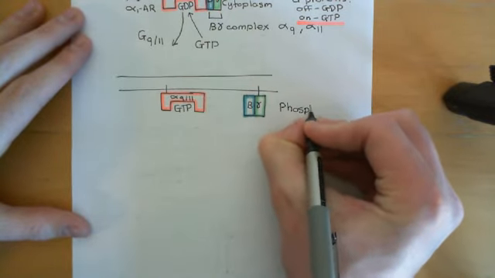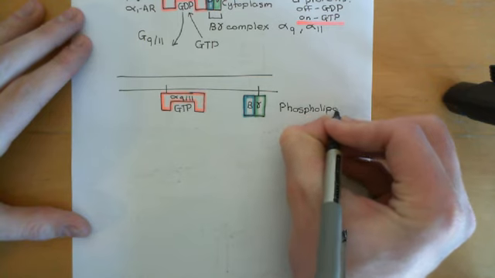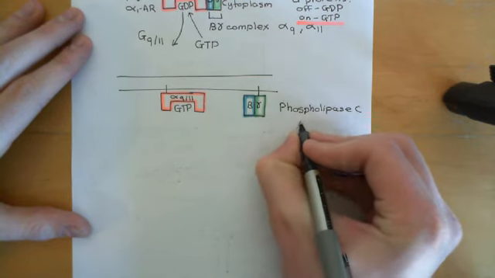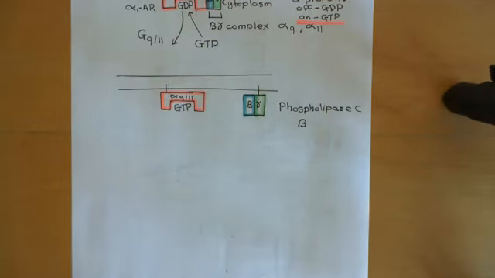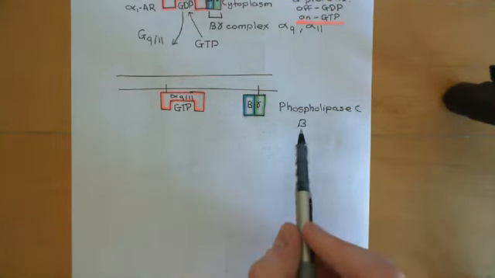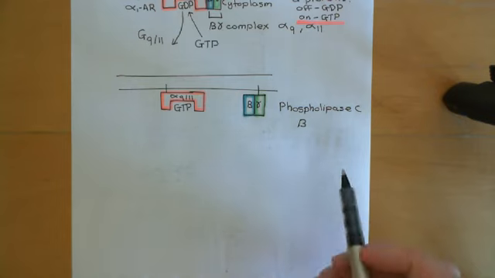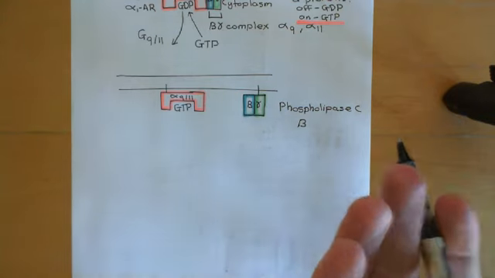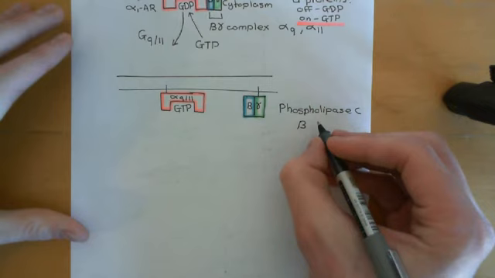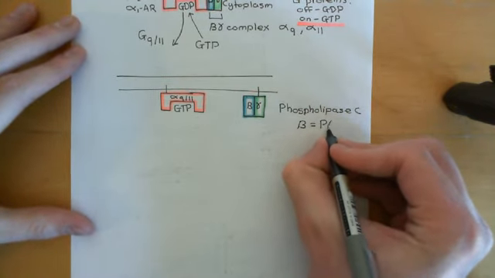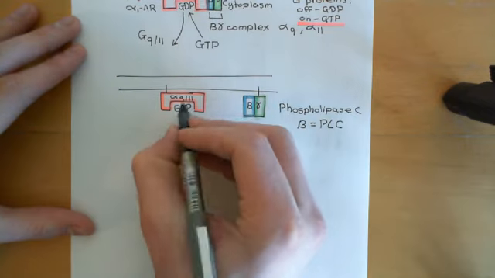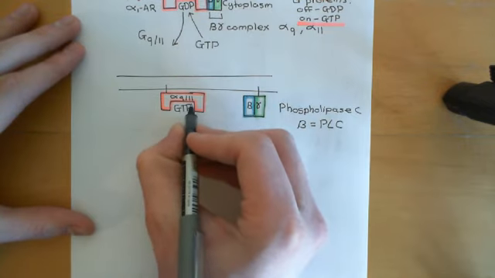So let me just write this here. Phospholipase C beta enzymes. Now there are a huge number of different phospholipase C enzymes. Phospholipase C beta enzymes is a family of phospholipase C enzymes which has 4 different members: phospholipase C beta 1, phospholipase C beta 2, phospholipase C beta 3, phospholipase C beta 4. All coded for by separate genes, but they all have this same property that they're activated by alpha-Q/11 subunits in the on state.